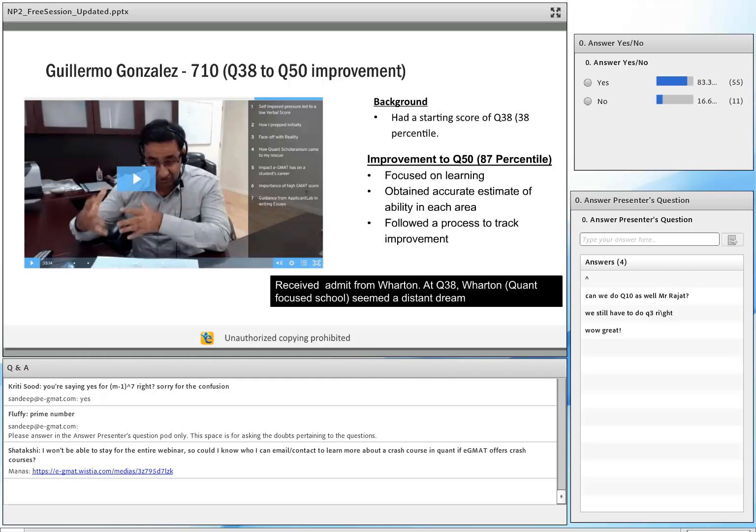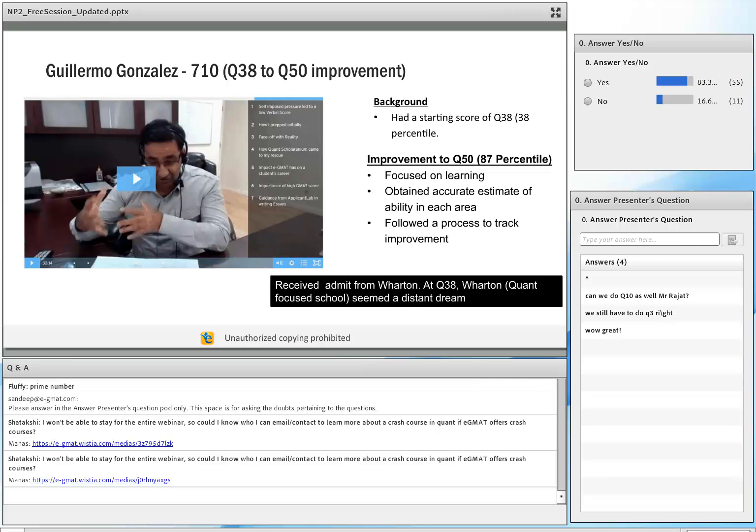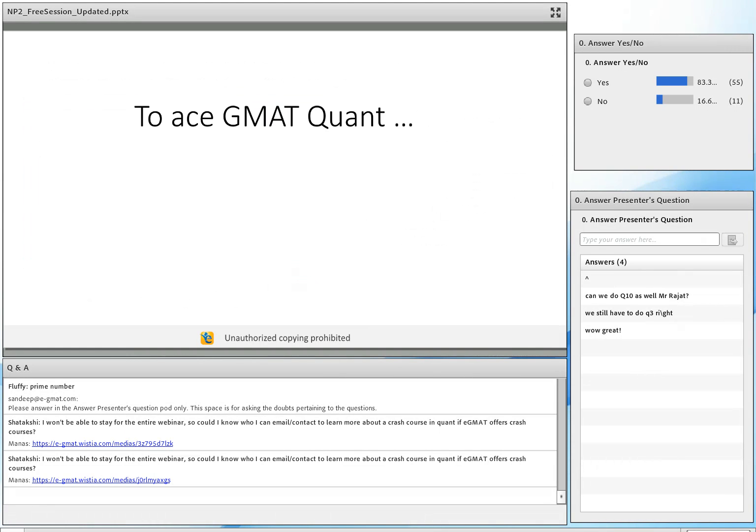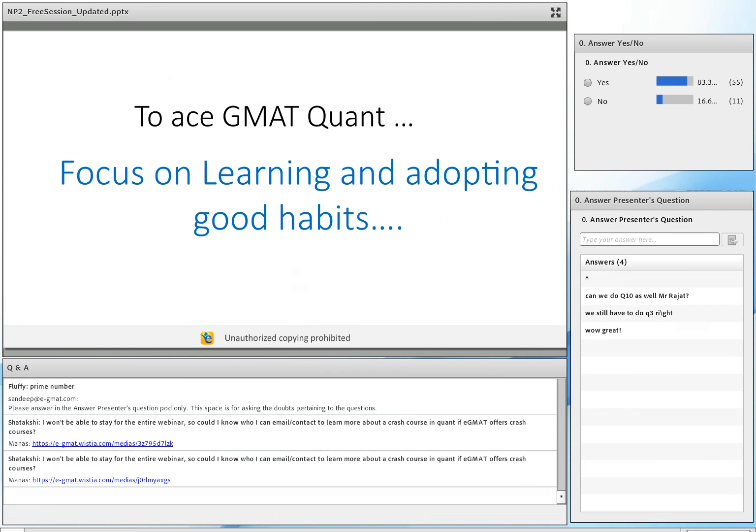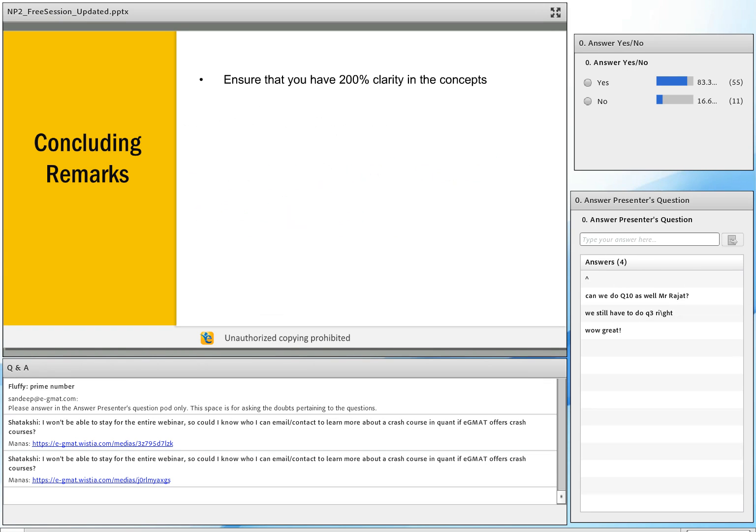And remember this, if you have a Q45 or a Q38 or a Q40, Wharton won't even look at you. You need a Q48 or higher to get into Wharton. So focus on building these good habits. You can get to a Q49, Q50, or a Q51 fairly easily. GMAT quant is not about the math. It's a little about the math, but it's mostly about these process skills or these good habits that you need to inculcate. With that, I want to conclude this.